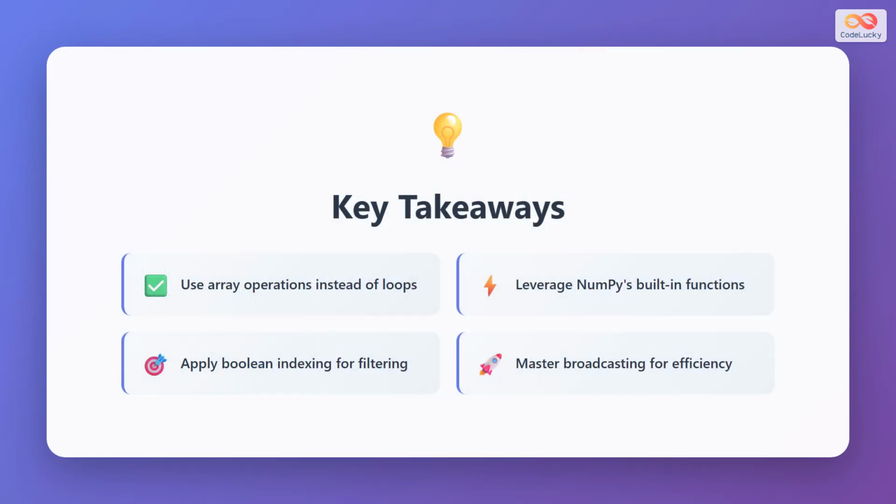Let's recap the key takeaways. First, always use array operations instead of loops whenever possible. Second, leverage NumPy's extensive library of built-in functions for common operations. Third, apply Boolean indexing for filtering data efficiently. And fourth, master broadcasting to work with arrays of different shapes seamlessly. By following these vectorization best practices, you'll write faster, cleaner, and more efficient NumPy code.